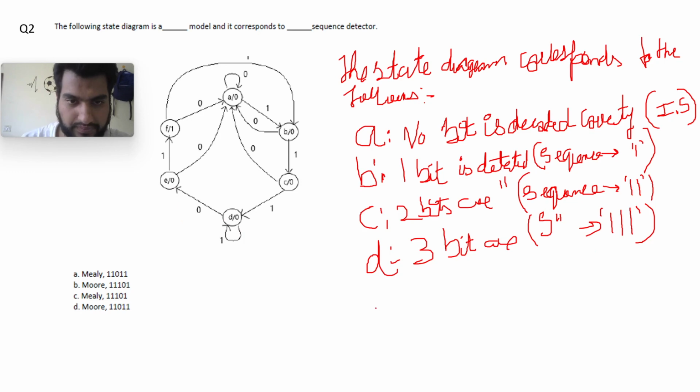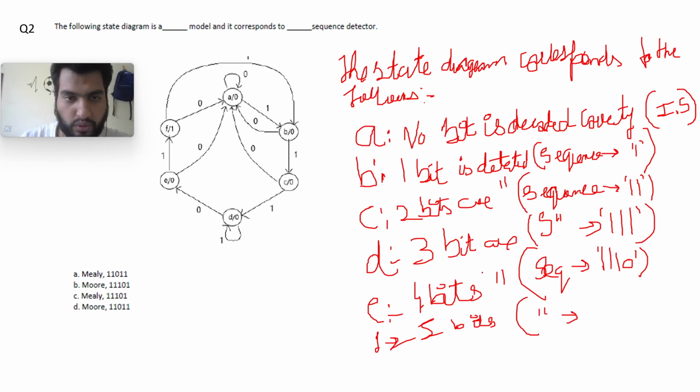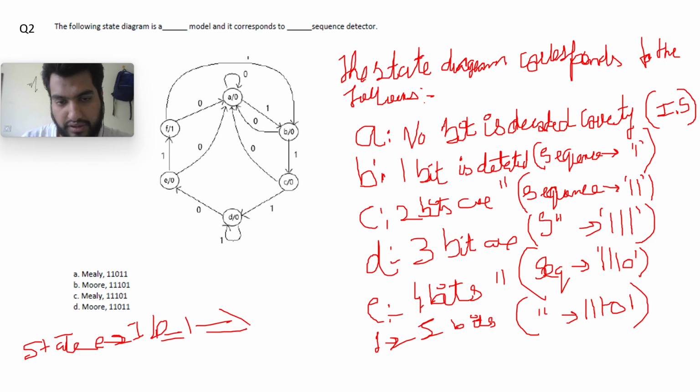Now at state E, when 0 is the input, 4 bits are decoded, and the sequence that is detected is 1 1 1 0. Now at F, 5 bits are detected, and the sequence detected is 1 1 1 0 and then 1. So from state E, when I have input 1, I go to state F with output as 1.